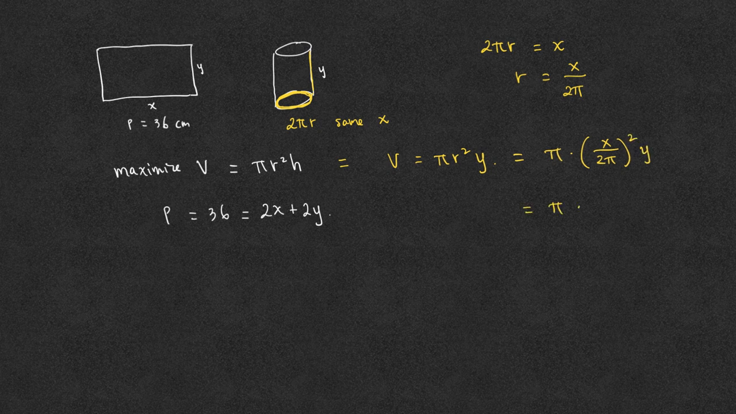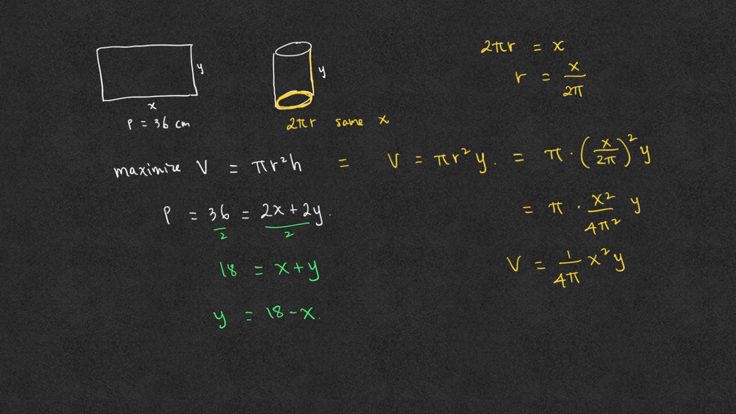Simplifying this, we have pi times x squared over 4 pi squared times y, which is 1 over 4 pi times x squared times y. But again, this is still not good because we still have two variables, x and y. Using the constraint, 36 equals 2x plus 2y. Dividing by 2 on both sides of the equation, we have 18 equals x plus y. In this case, it is easier to isolate y in terms of x because y is by itself already in the volume. So y is 18 minus x.